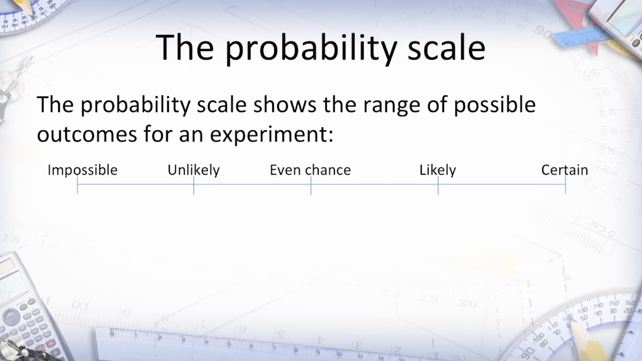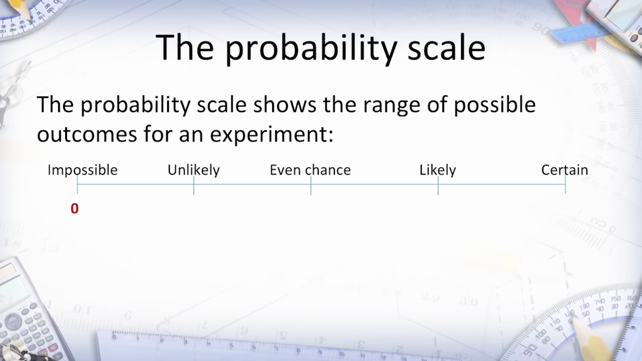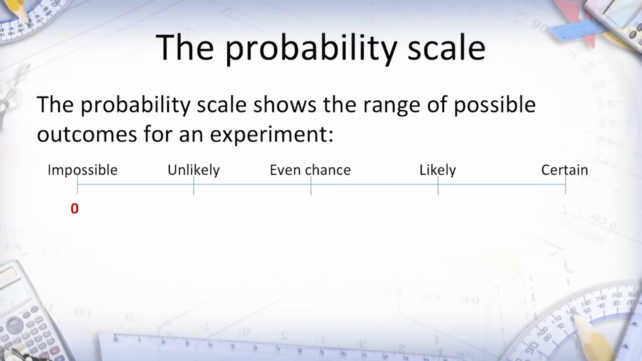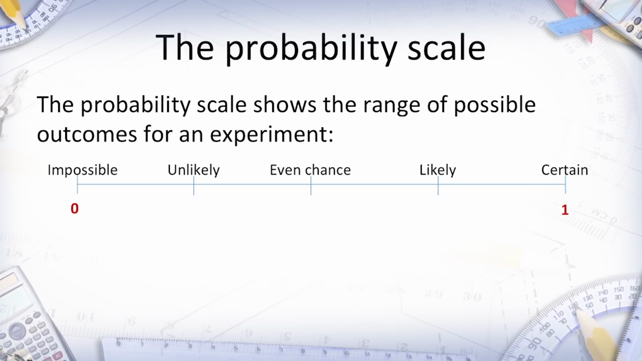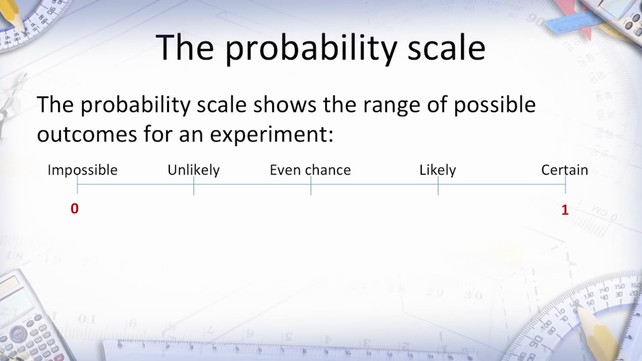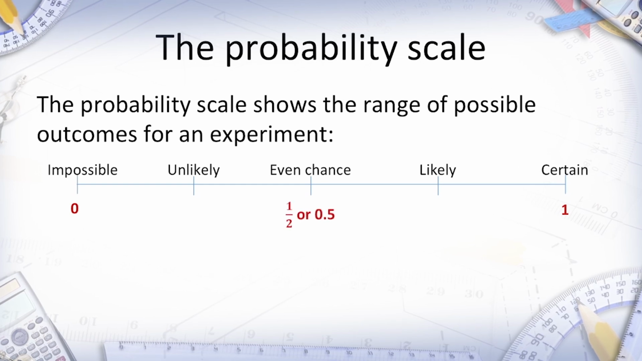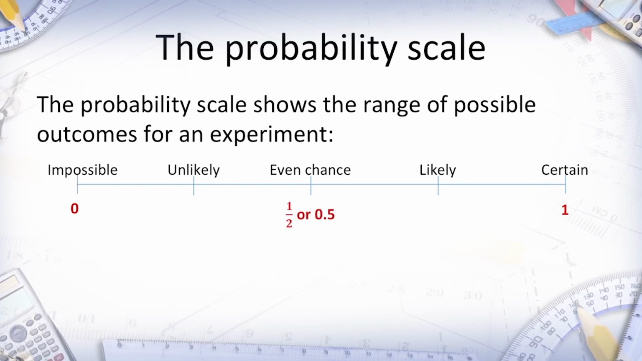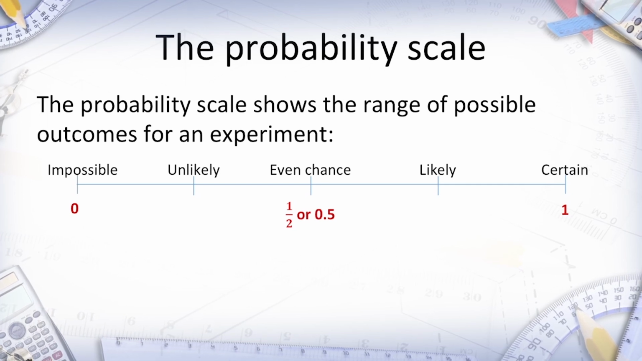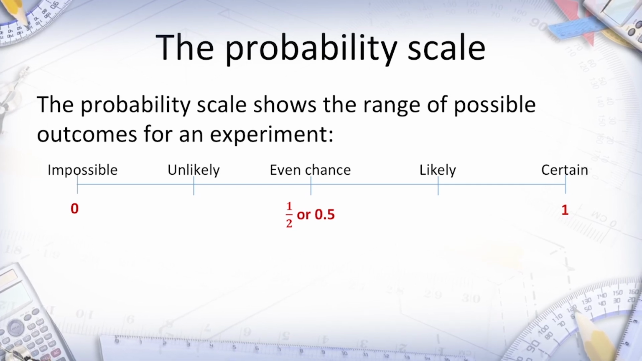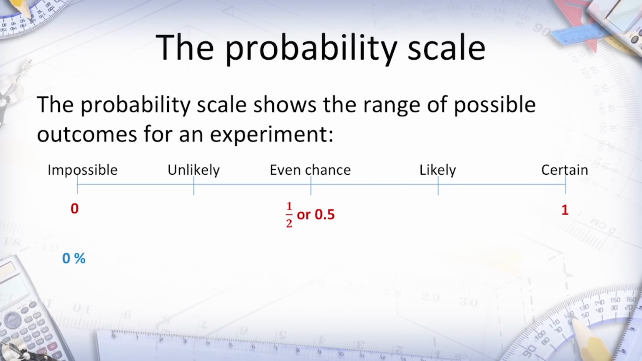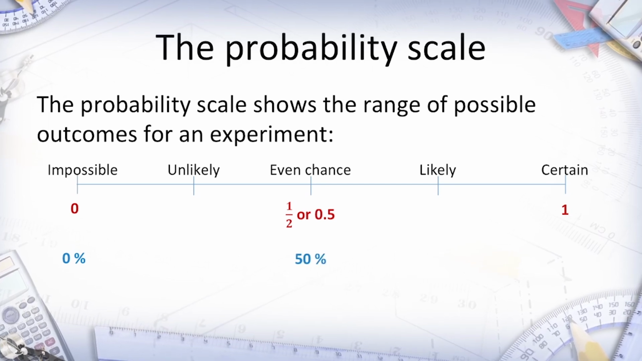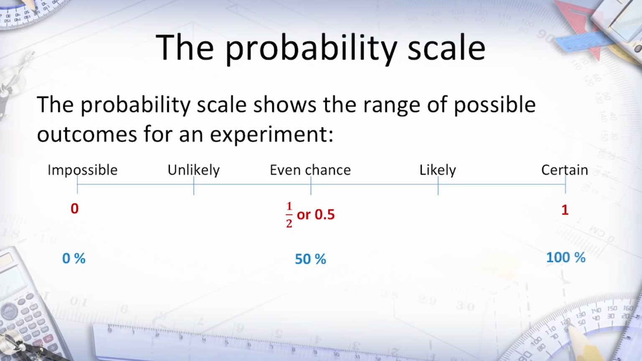We can also use numbers. Impossible would be using the number 0. Certain has a probability of 1, and all probabilities are between 0 and 1. That makes our even chance a half, or 0.5. And hopefully you can now see that unlikely and likely would be numbers between either 0 and a half or a half and 1. If we look at percentages, impossible would obviously be 0%, even chance would be 50%, and certain would be 100%.